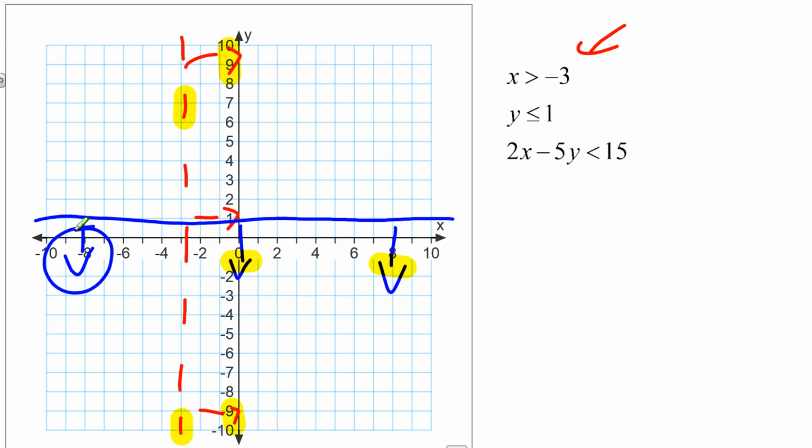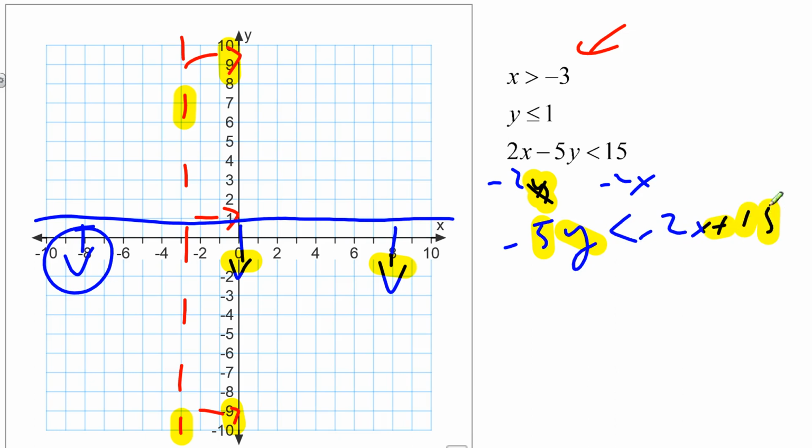Not necessary. And then for my last inequality, I've got 2x minus 5y is less than 15. To graph it, I need to get the y alone. So I'd subtract 2x, and I get negative 5y is less than negative 2x plus 15. I would now divide by negative 5, so I get y is greater than, because I divided by a negative, 2/5 x minus 3, because the negatives cancel.